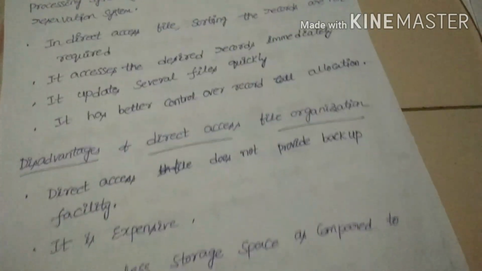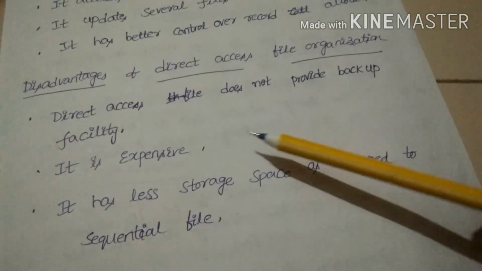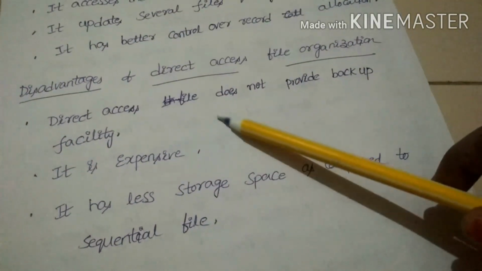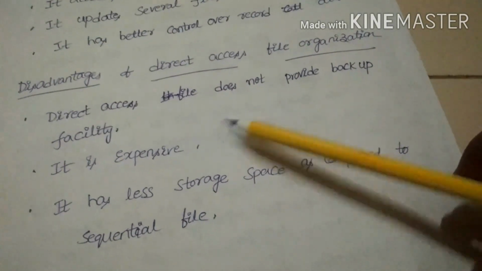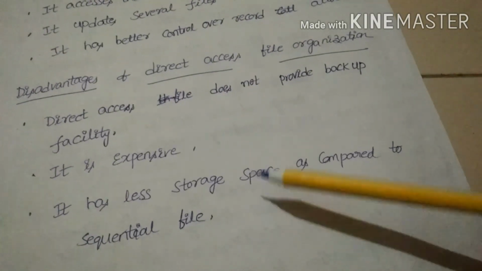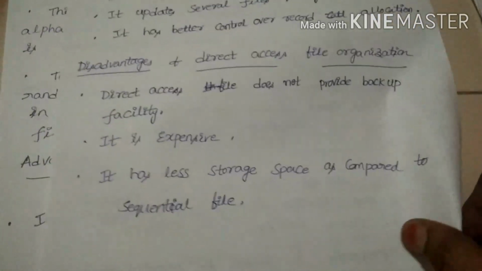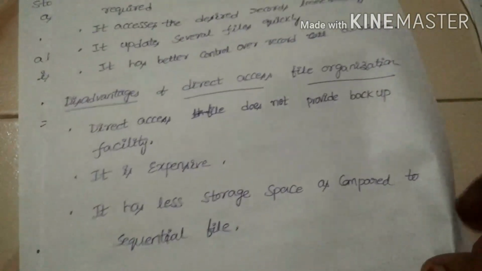Next, the disadvantages of direct access file organization. It is expensive and does not provide a backup facility. It has less storage space compared to the sequential file. These are the disadvantages of direct access file organization.